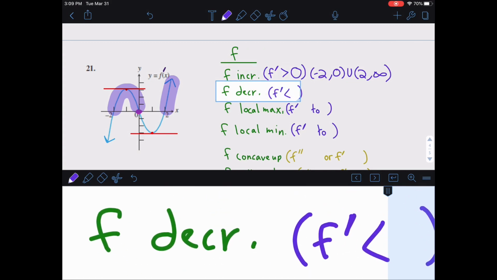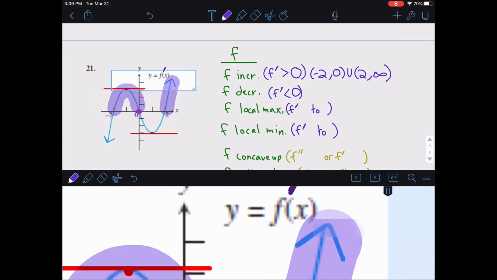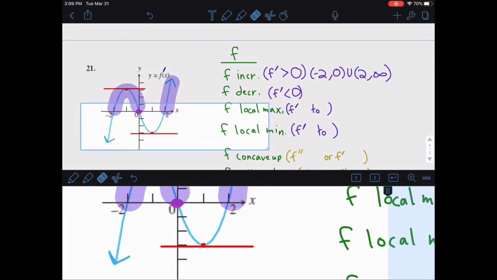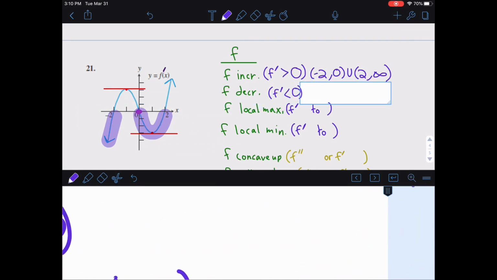Now, what about f decreasing? Well, f decreases wherever f prime is negative, wherever f prime is less than 0. And so, if I take a look back at my graph of f prime, where is this graph negative? It's negative from -infinity to -2, and then from 0 to 2. On both of those intervals, f prime is negative, and so that is going to be where f decreases.